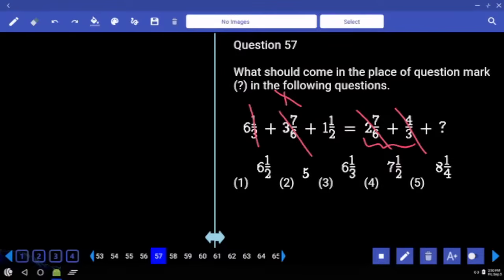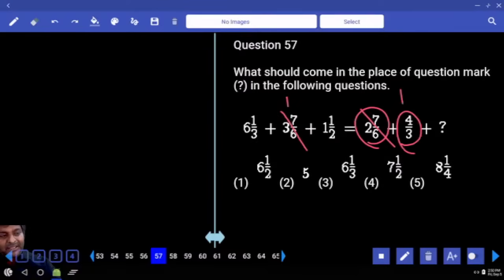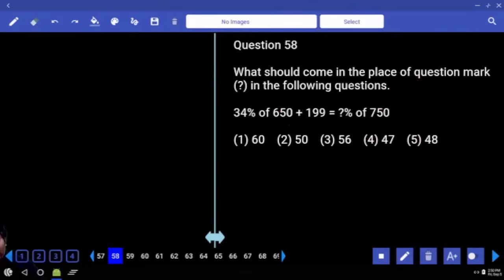Again, no need to convert mixed fractions into improper and take LCM. 2 7/6, 3 7/6 cancel. Still you have 1. 4/3 meaning 1 1/3. 1 and 1 cancel. 1/3 and 1/3 cancel. Left over in left hand side 6, 1.5, 7.5. Done.